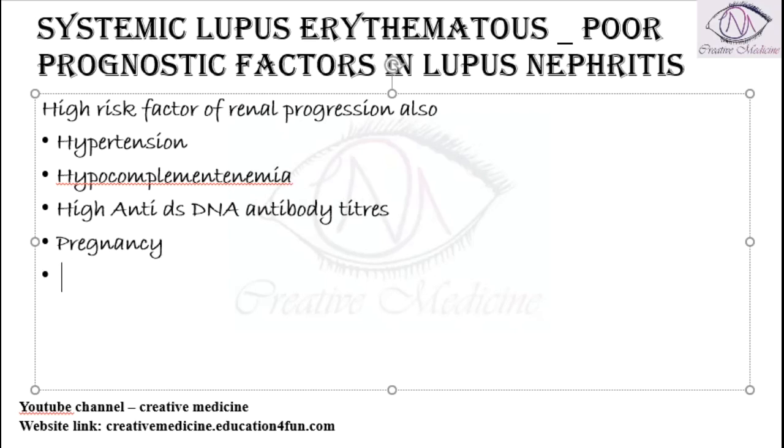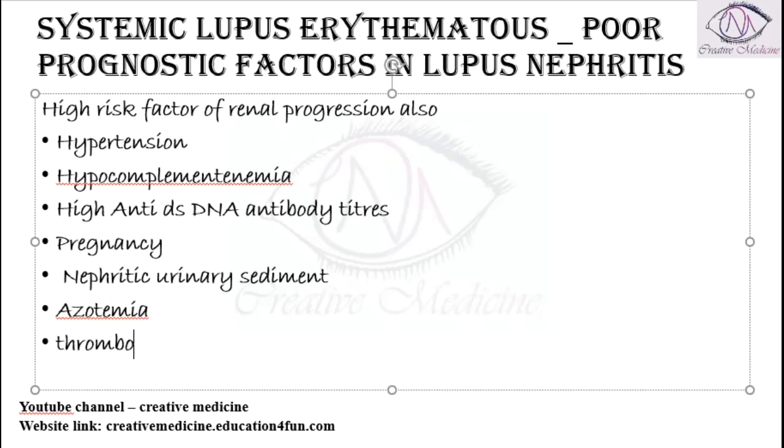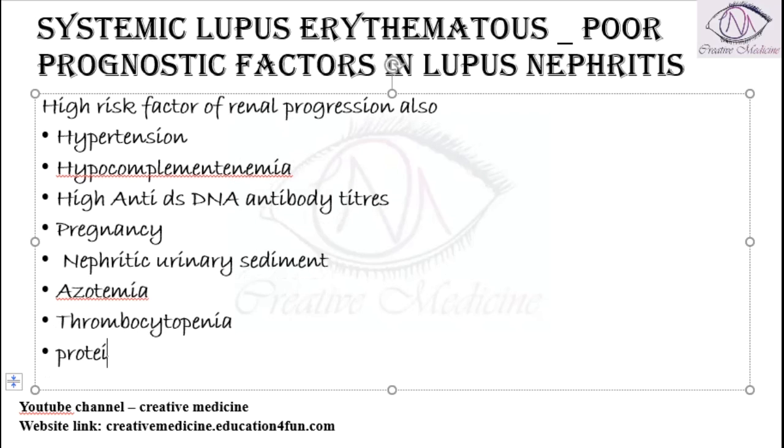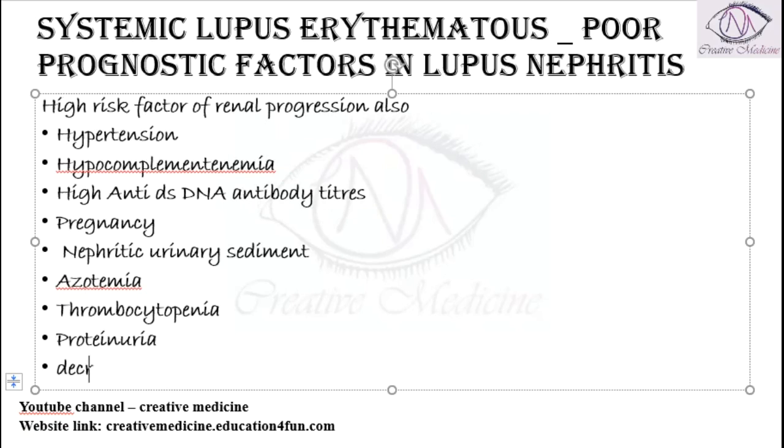a pregnant woman, pregnancy, or if the patient has nephritic urinary sediment, or if the patient has azotemia, or if the patient has fewer platelets, that is thrombocytopenia, or if the patient has proteinuria, or if there is decreased glomerular filtration rate.